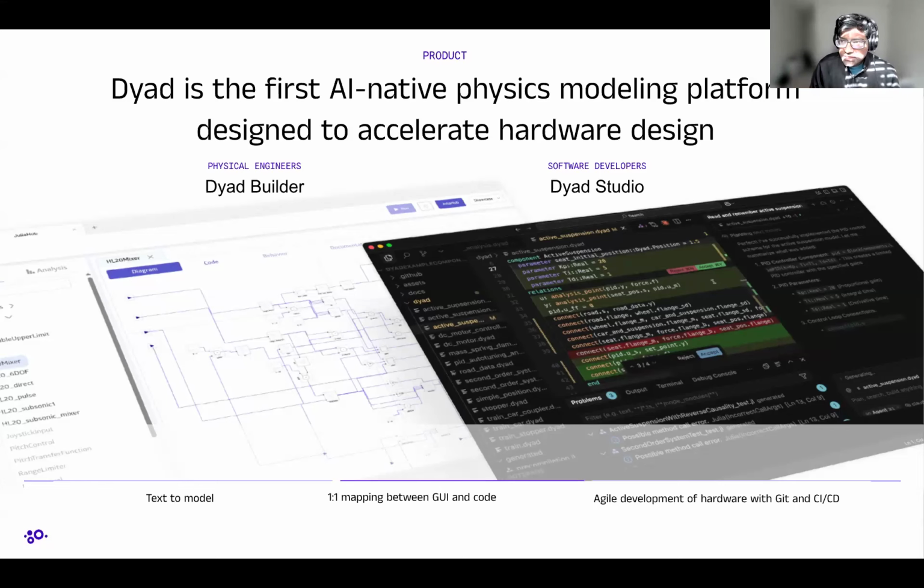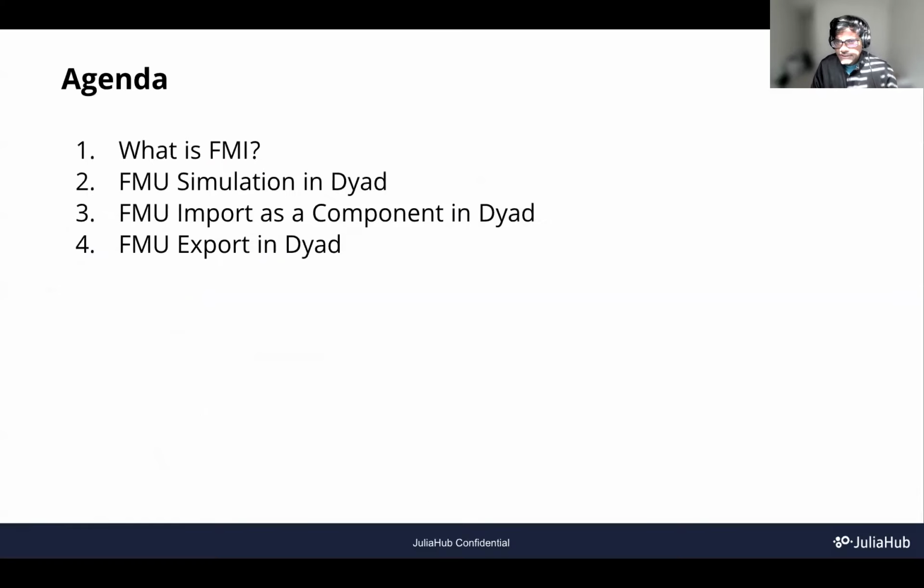So what I'm going to show you today is a way to leverage JuliaC for FMU generation through Dyad Studio. The FMU generation is not yet available through Dyad Builder. That's work in progress, but you'll be able to do this type of FMU export through Dyad Studio. So anyway, just so you're aware, there are two sub-products here.